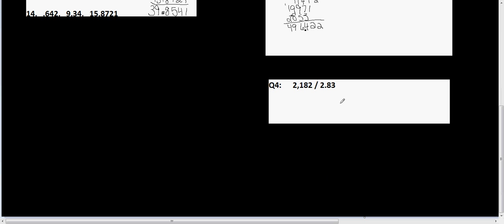And the last one we're going to do is to take a look at division. If I want to divide 2182 by 2.83, what do I do? Well, let's do it long form. 2.83 divided into 2, 1, 8, and 2.